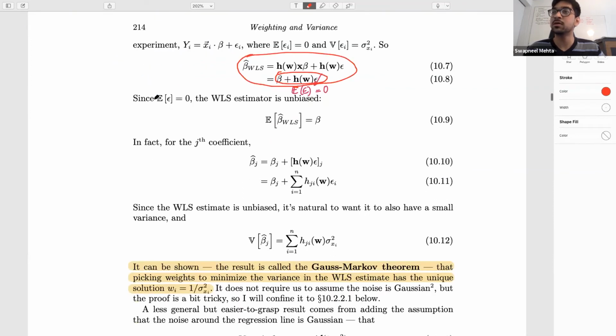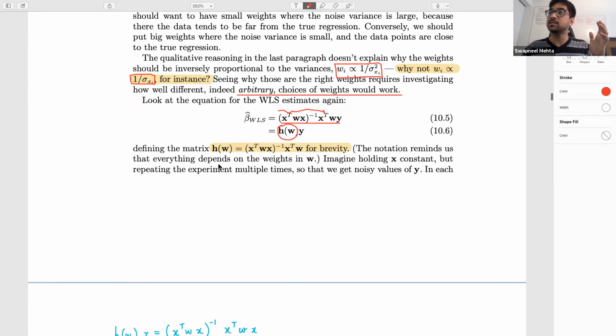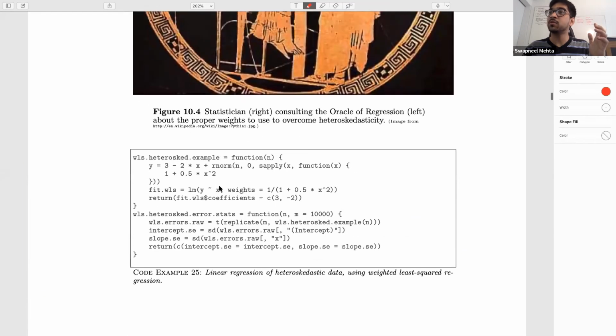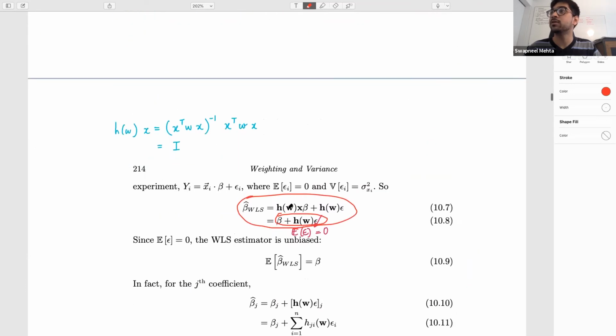Unbiased means you get your data, you make an estimate, and if I repeat this enough times, the expected value of my estimate will converge to the true value. If I run this enough times and average out over the noise, then this estimate will be 3 and this estimate will be 2. So my fit coefficients will have expected values 3 and minus 2. It will give you a better introduction to expectation and variance.